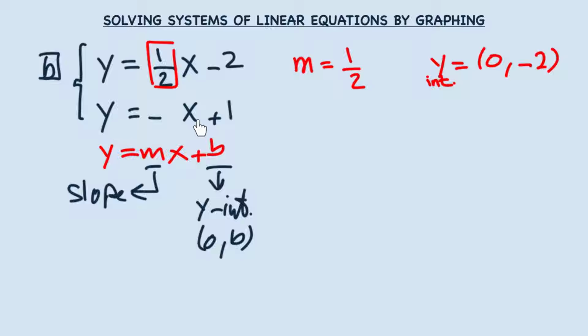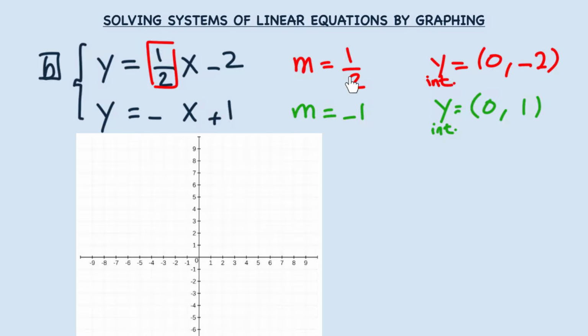Now let us jump to the second equation. We have y equals negative x plus 1. Comparing this equation with the standard form, we will notice that the value of m equals -1 and the y-intercept equals (0, 1). Next, we need to use these values and plot them in the coordinate system.